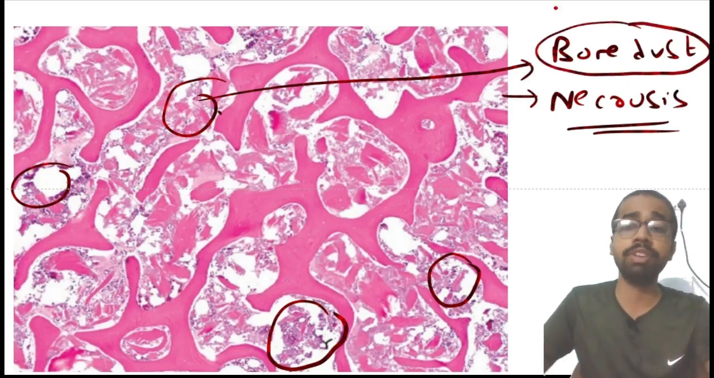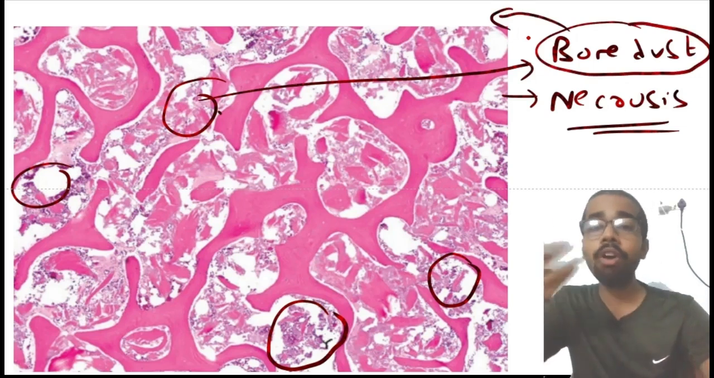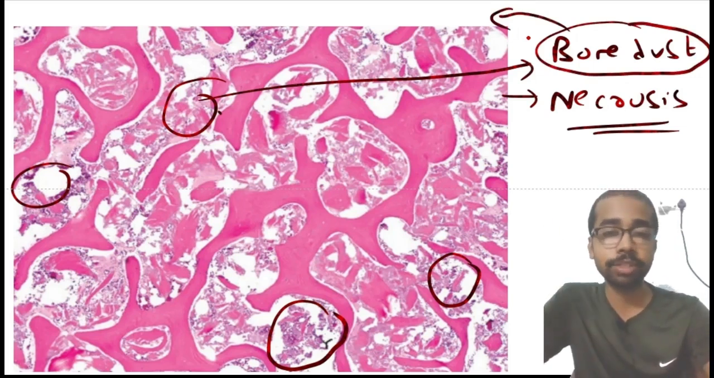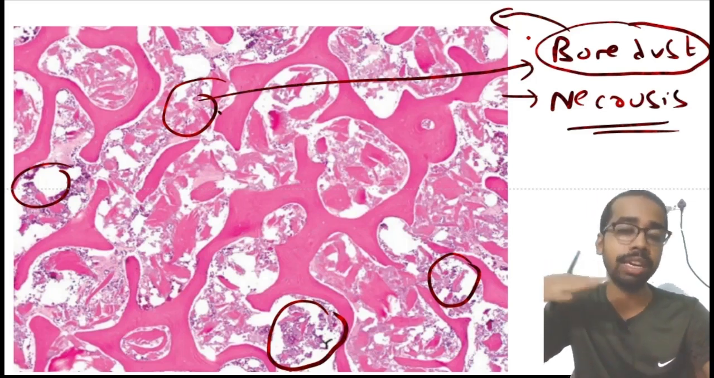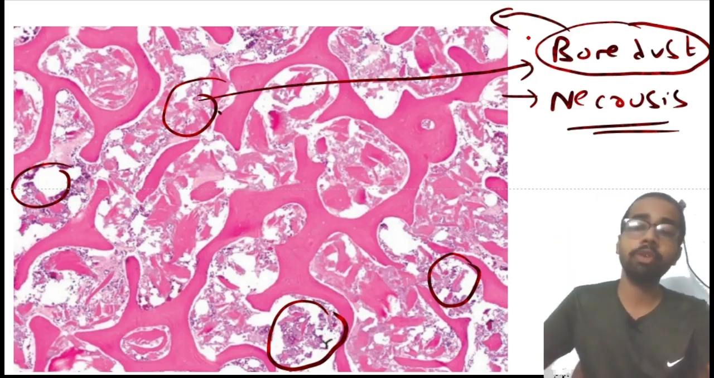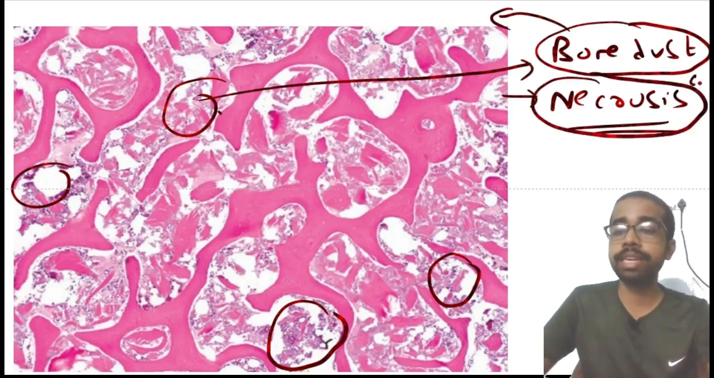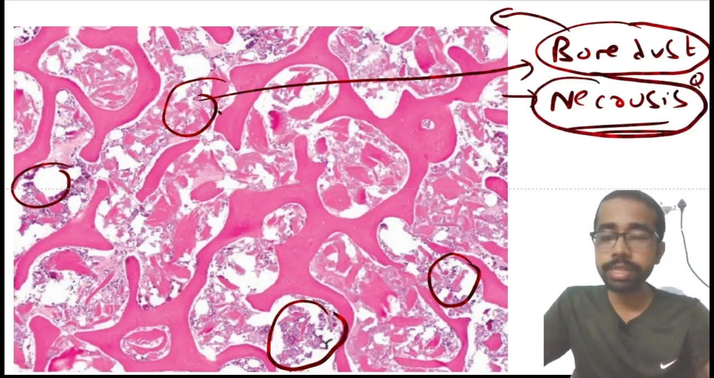Now, bone dust may come from iatrogenic causes when the surgeon is cutting the tissue, or from your side when the pathologist is cutting the tissue. Because if you are using excessive strength and you are not washing the tissue, definitely bone dust will deposit. And if you are getting a section, you might confuse them as necrosis. So that's something we need to be careful about. That's it regarding the artifacts we get in a decalcified tissue.